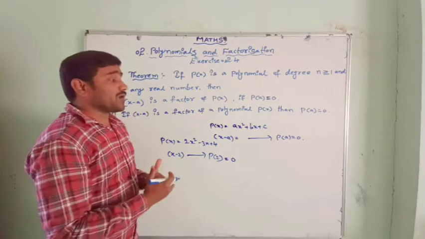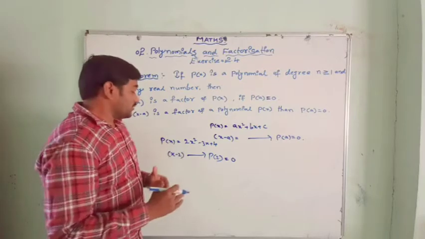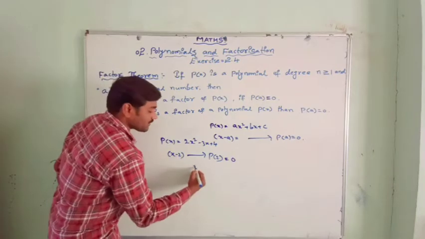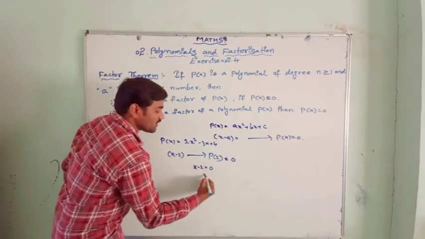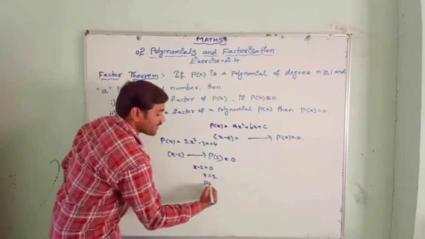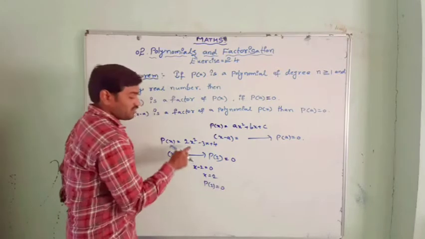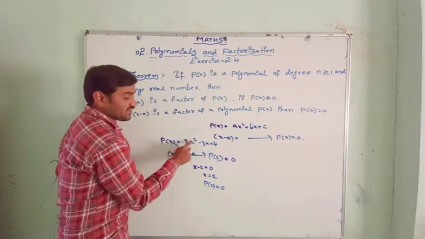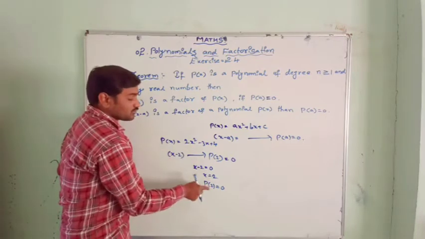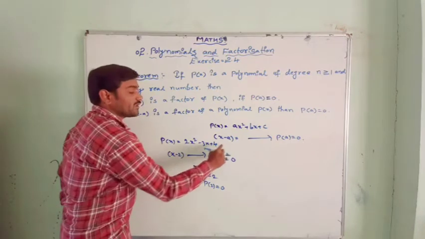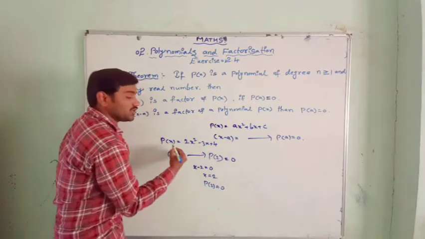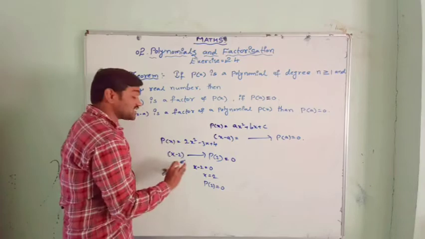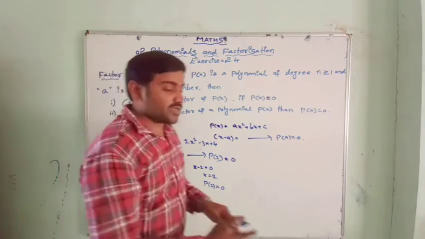Then there are many problems based on this factor theorem. You already know that if it is x minus 2, then x minus 2 equals 0, so x equals 2, that means p of 2 should equal 0. If you substitute 2 in the place of x, this answer should be equal to 0. Then x minus 2 is a factor, or else it is not a factor. So I hope you understood.